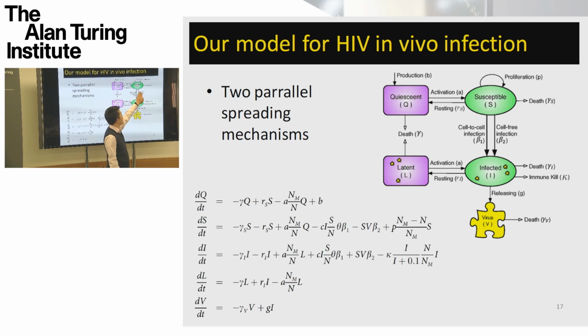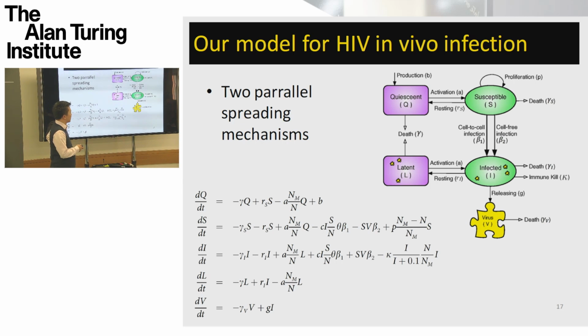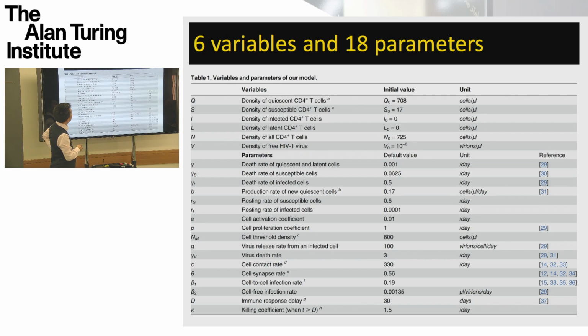They only consider the cell-free infection. Obviously, a series of differential equations have been used to describe the dynamics of this complicated system, with 6 variables, the quantities that we're interested in predicting, and 18 parameters. And all these parameters have already been measured quantitatively in the literature.